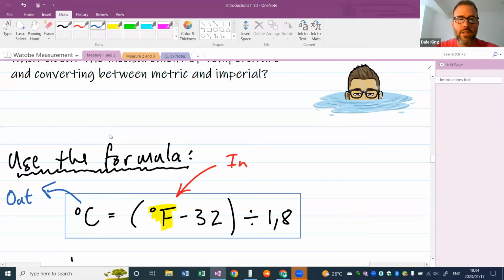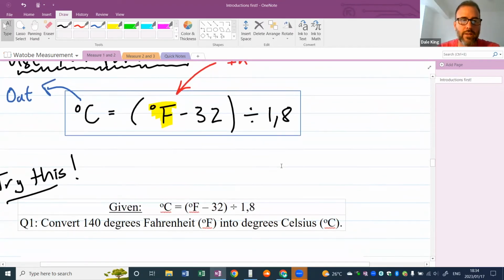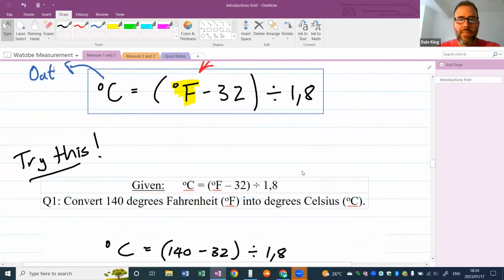Okay, so in this question, it looks like they want us to work out degrees Celsius. They might give us a Fahrenheit value, but let's see. All right, here we go. Here's the question. They give us the formula that degrees Celsius is (Fahrenheit degrees minus 32) divided by 1,8. Then convert 140 degrees Fahrenheit into degrees Celsius.